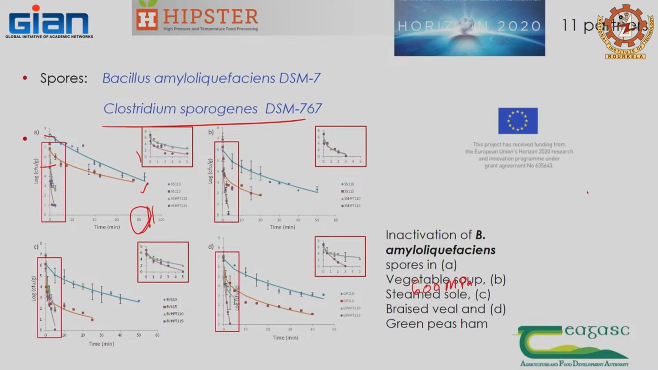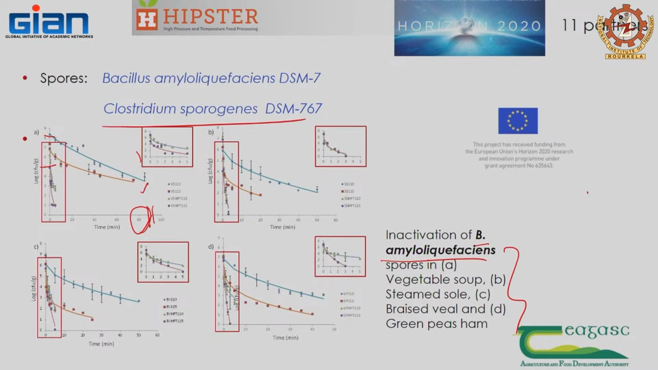And this was tested on different types of soups, using Bacillus amyloliquefaciens. Only then can we use high pressure for industrial application.